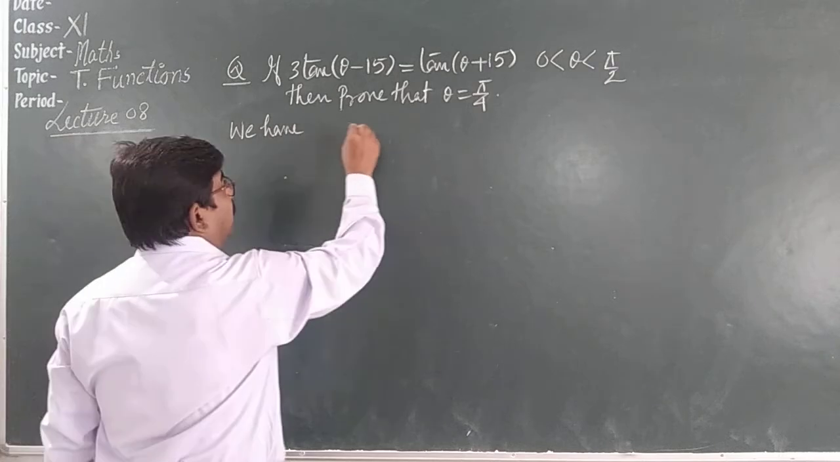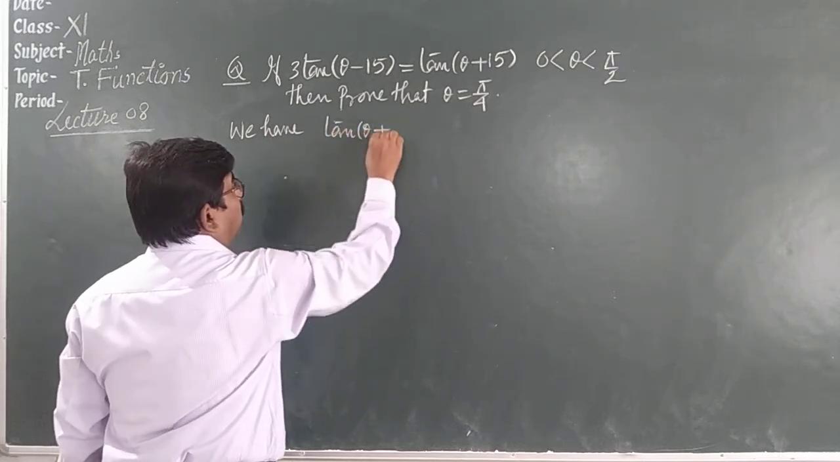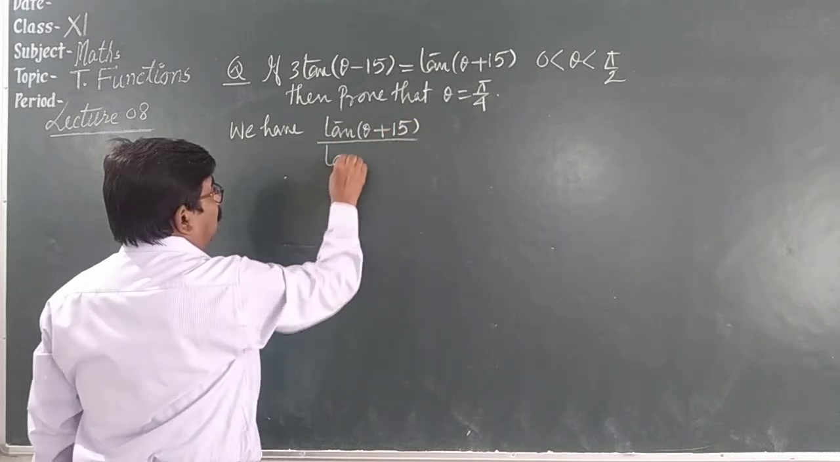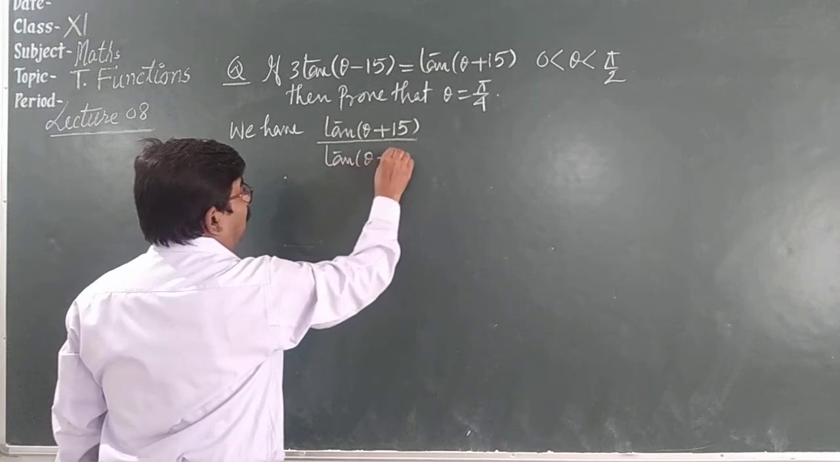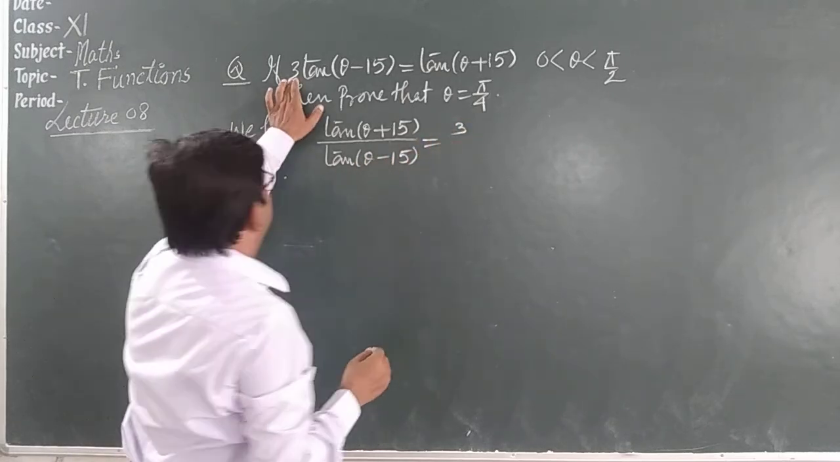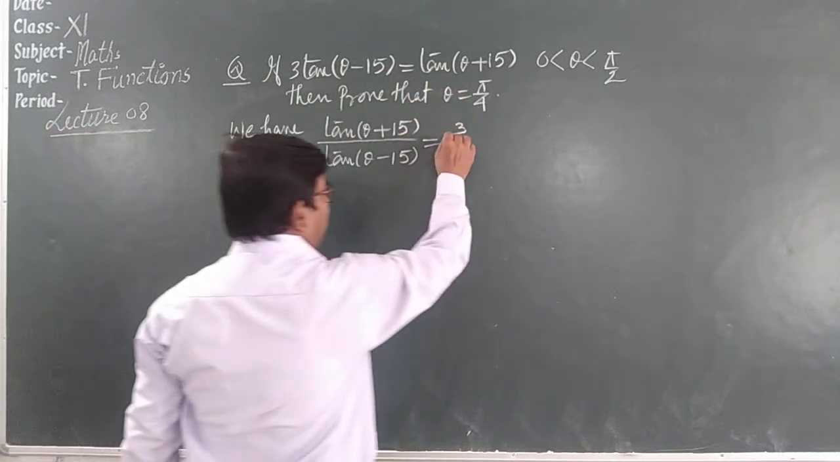So we can write: tan theta plus 15 upon tan theta minus 15 is equal to 3. The 3 is left here and this goes to the right side, so we can write it as 3 upon 1.